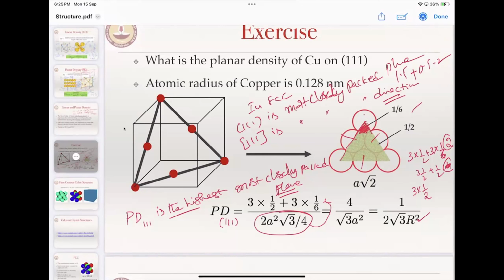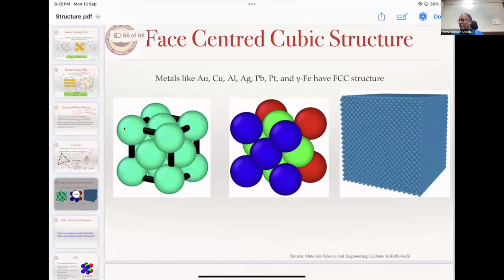Clear, sir. Yeah, good. So if you look at the materials that have FCC structures, several metals like gold, copper, aluminum, silver, lead, tin, platinum, gamma iron have FCC crystal structure. For you to remember easily, these are metals that are easily deformable. They all have FCC crystal structure.